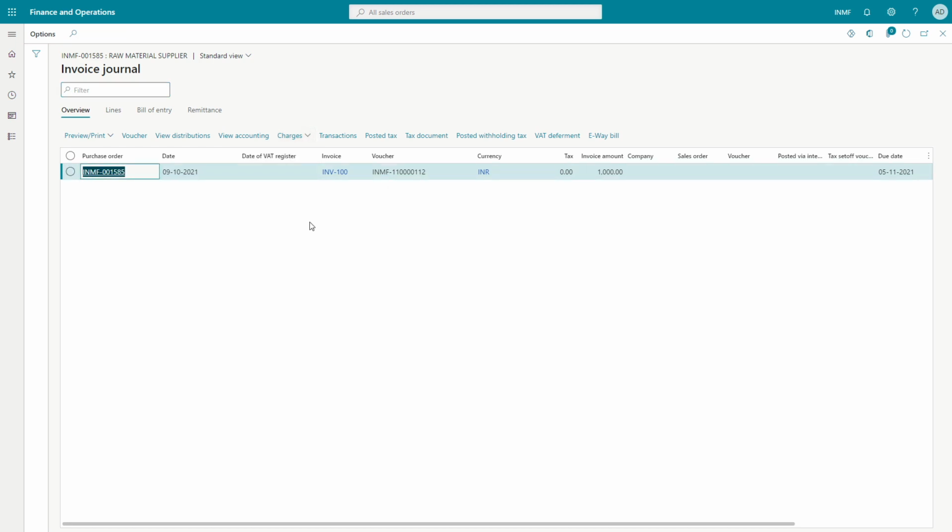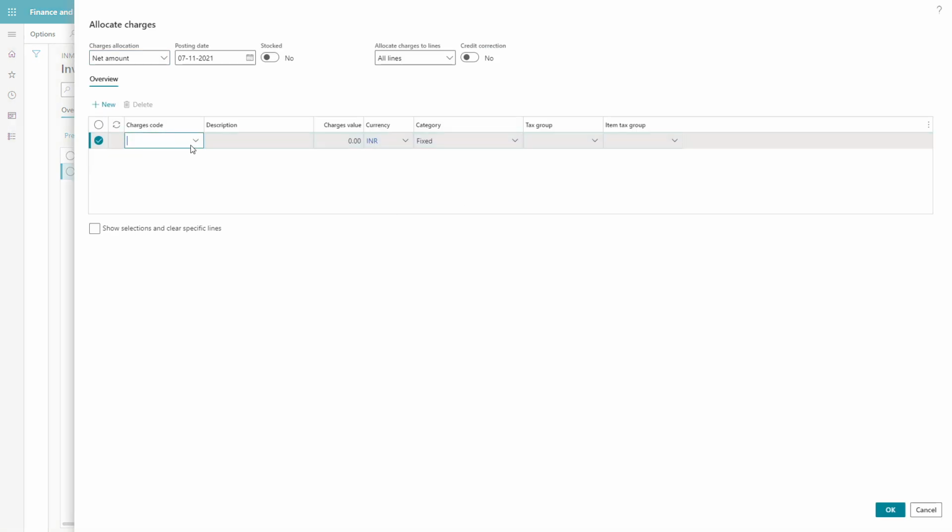Okay, so now here this is the posted invoice and I am incurring the third party freight charges, okay, later on, which was not available at the time of invoicing of the material. So now here I will go into charges, adjustment. I'll select my charge code. So first thing is how I want to allocate my charges. So I will allocate it based on net amount. Posting date, I am keeping right now on 15th of October.